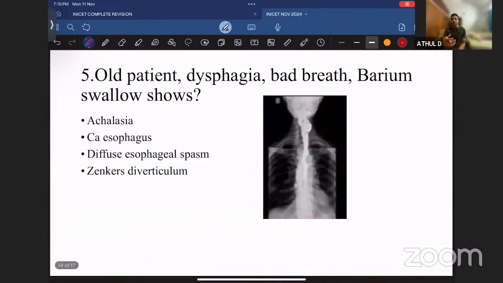And coming to this, actually, every year there will be a question from barium. Usually, they will keep on sticking with the atresia cardia as well as CA esophagus. But this time, again, they went for another case. But the history as well as image, I think it was very classical. There was history of dysphagia, bad breath, or some regurgitation like that. So you know when there is history of dysphagia, bad breath, regurgitation, you should stick with Zenker's diverticulum.